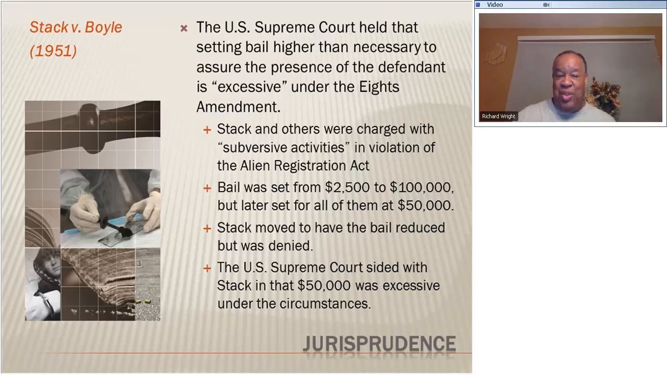This person was charged with subversive activities in the Alien Registration Act. So the bail was set from $2,500 to $100,000, but later was reduced to $50,000 for everybody. Well, one of the defendants, Stack, moved to have the bail reduced, but it was denied. The Supreme Court said, Stack, you're right, that $50,000 was excessive under the circumstances because this wasn't a violent offense. This was an offense that you violated a registration law. And so as a result, his bail would be reduced, and it should not be excessive.